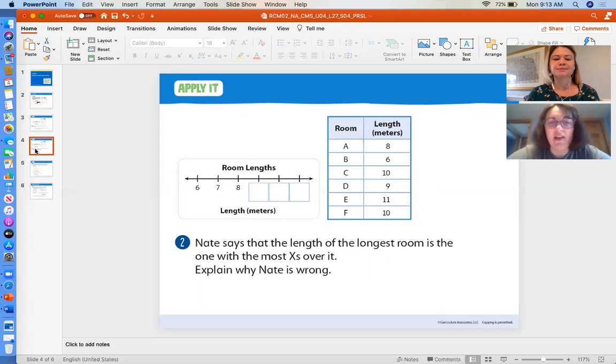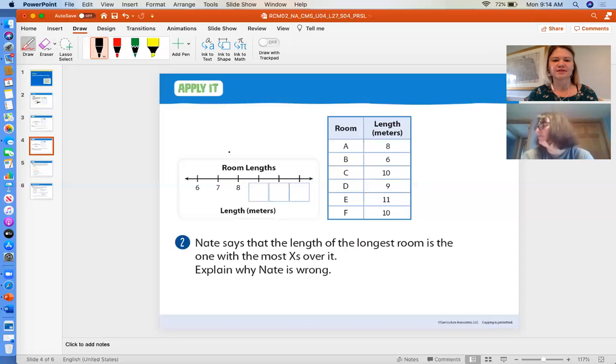So Nate says that the length of the longest room is the one with the most X's over it. Ooh, explain why Nate is wrong. Does it matter how many X's are above it? Well, let's go ahead and do this real quick so they can see it. Okay, so we knew that this was 9, 10, and 11. Tell me how many 6s. So I see 1 6, so 1 X. There's not any 7s. I see 1 8. I see 1 9. I see 2 10s and 1 11.